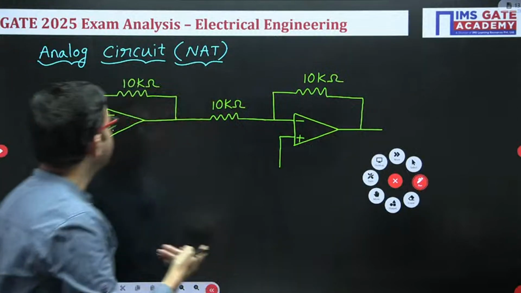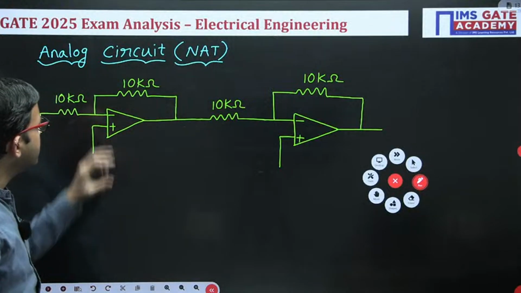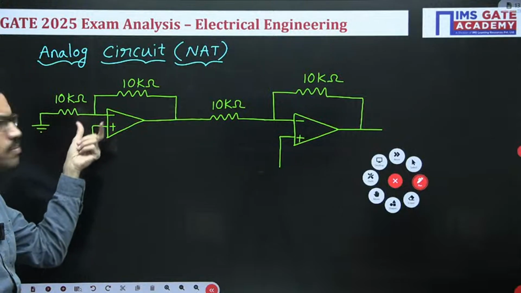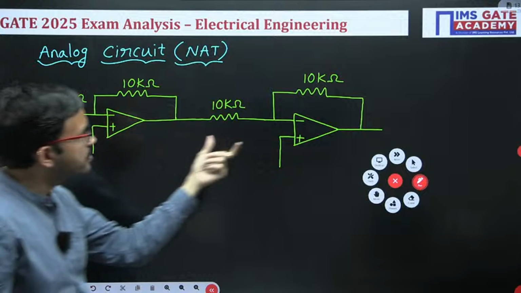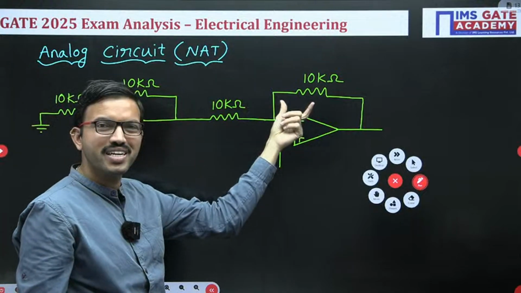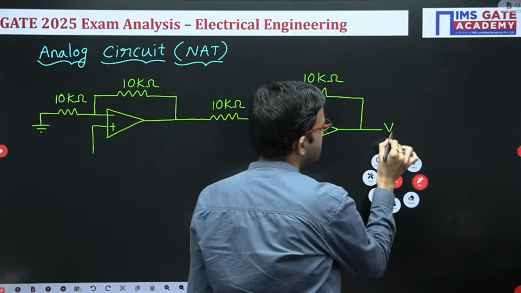See, whatever the configuration they have given here, it is exactly the same configuration. So an op amp is there. For the negative terminal, the input resistance is 10 kilo ohm and the feedback resistance is also 10 kilo ohm. Similarly here, one more op amp. For the negative terminal, input resistance is 10K, feedback resistance is 10K. And here the final output they have labeled as V0.